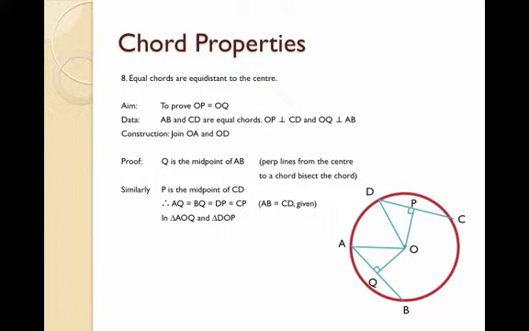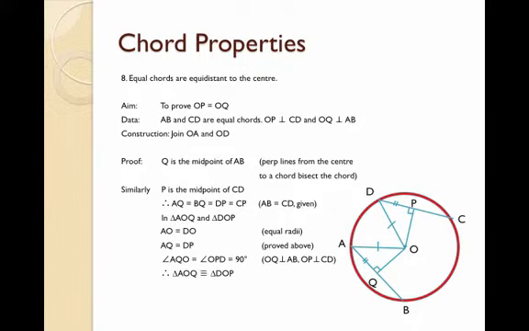In triangle AOQ and triangle DOP, we know that AO is equal to DO because of equal radii, AQ is equal to DP, as we proved above, and angle AQO is equal to angle OPD, which equals 90 degrees, because OQ is perpendicular to AB and OP is perpendicular to CD. Therefore, triangle AOQ is congruent to triangle DOP because of RHS. Therefore, OP equals OQ, because matching sides in congruent triangles are equal, proving our theorem.